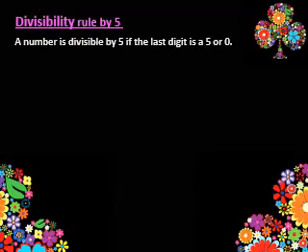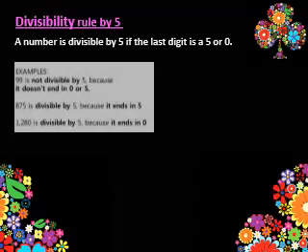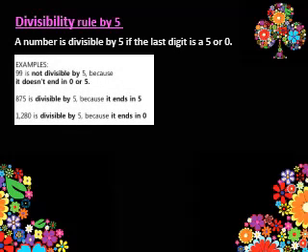Now, divisibility by 5. A number is divisible by 5 if the last digit is a 5 or 0. As an example, 99 is not divisible by 5 because the ones digit is not 0 or 5, while 875, as you can see, is divisible by 5 because it ends in 5. 1280 is also divisible by 5 because it ends with 0.